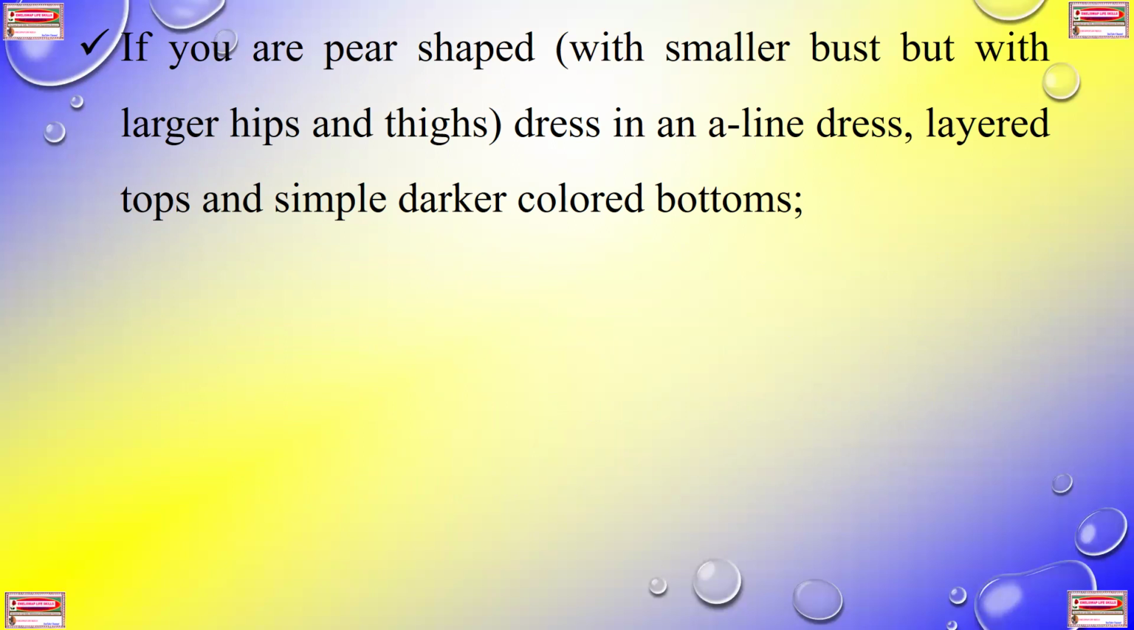The second shape is called pear shape. If you are a pear-shaped lady, that is, a lady with a smaller bust but with larger hips and thighs, then you need to dress in an A-line dress, layered tops, and simple darker colored bottoms.